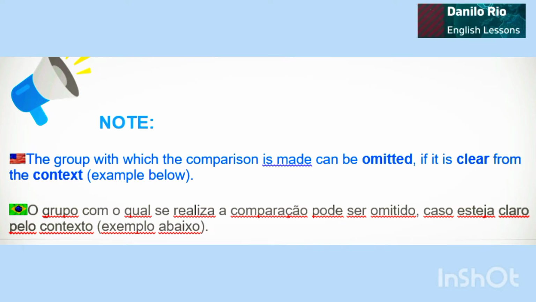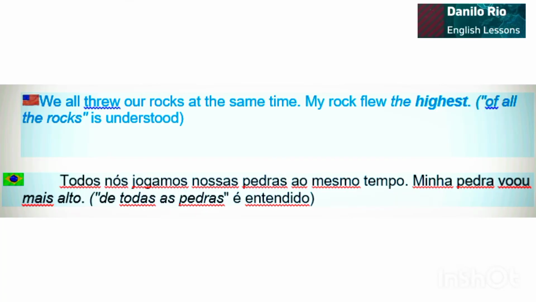Note that the group with which the comparison is made can be omitted if it is clear from the context. For example, we all threw our rocks at the same time. My rock flew the highest. Of all the rocks is understood.